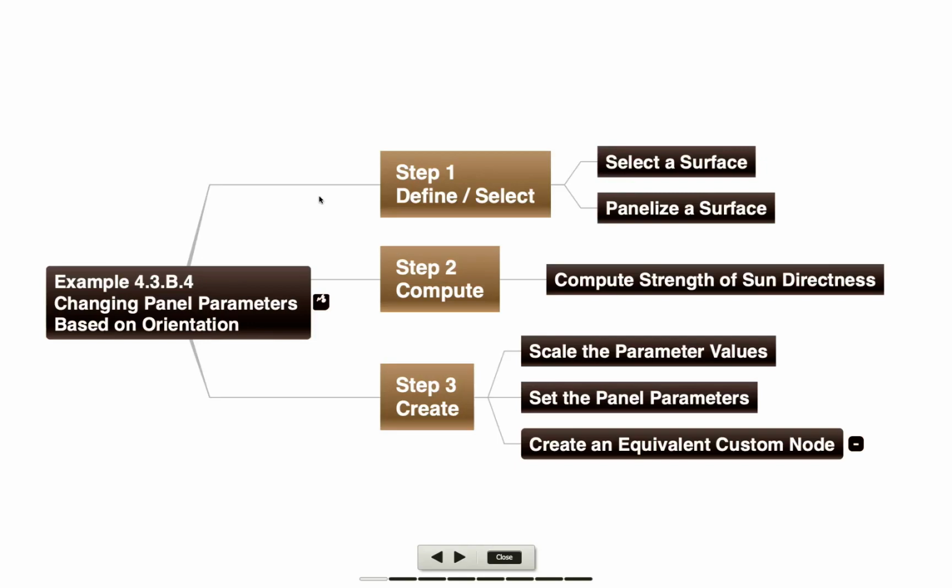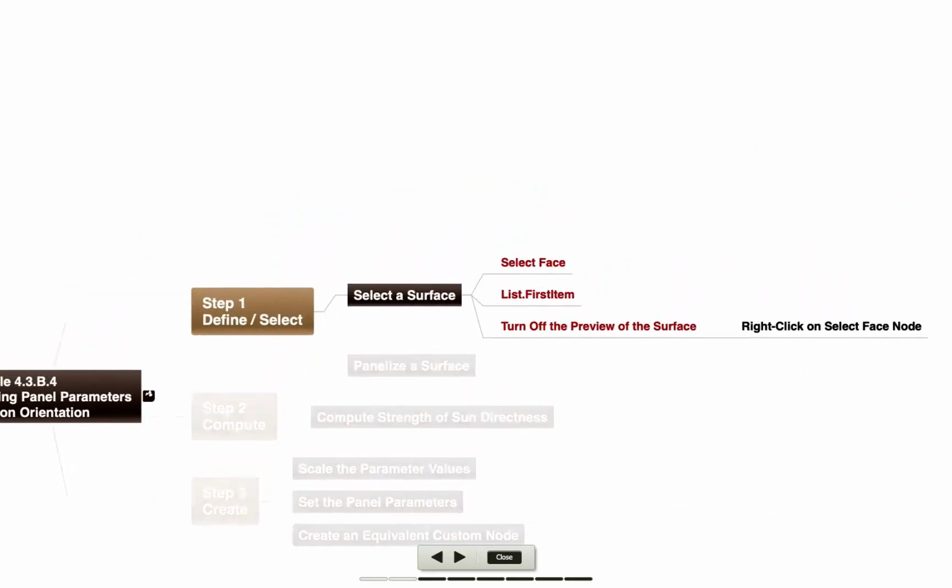For our first step in the example, we're going to go through and select a surface and panelize it. And we'll do that by selecting a face. We're going to have to grab the first item from that node since it returns a list and we just want the surface. And then we're going to even turn off the preview so that we're not confounding the view that's showing up in Revit.